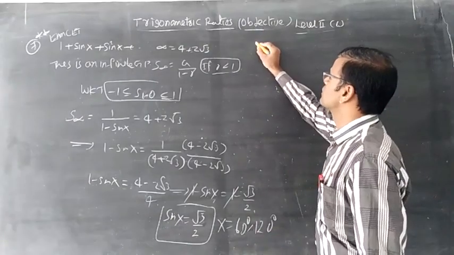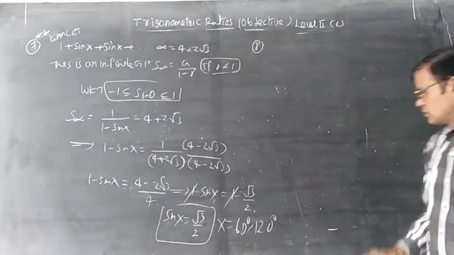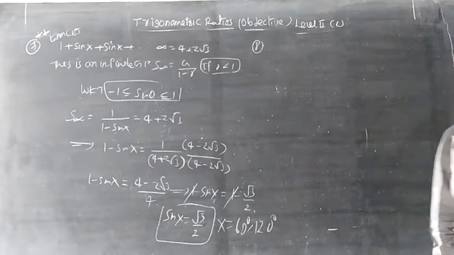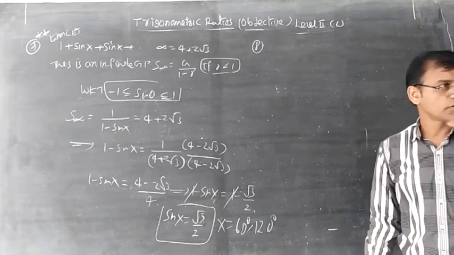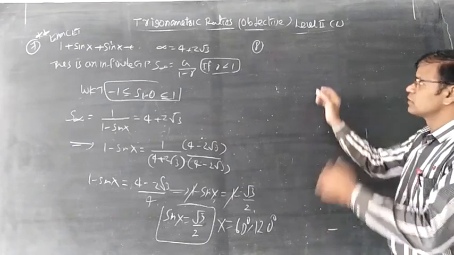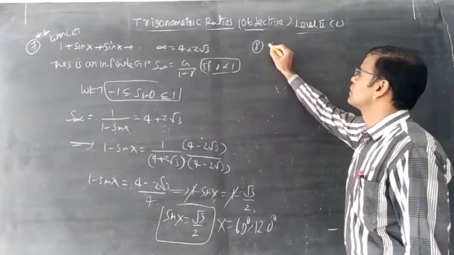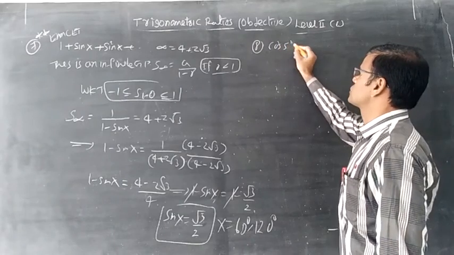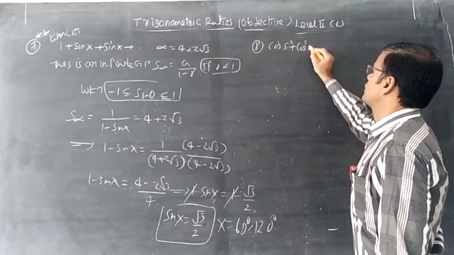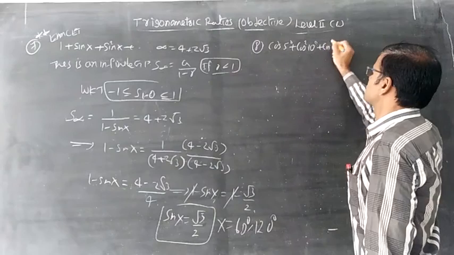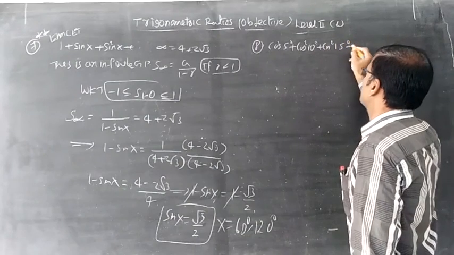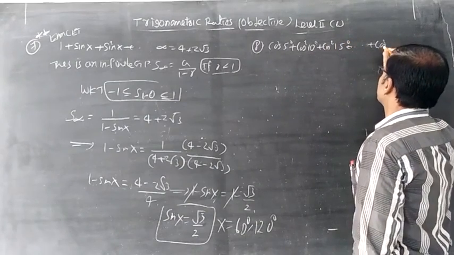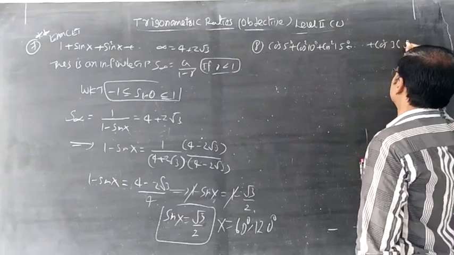Eighth question. Hey students, eighth question. Okay, this is the last question today. Cos square 5 degrees plus cos square 10 degrees plus cos square 15 degrees, until how much? Until cos square 360 degrees.